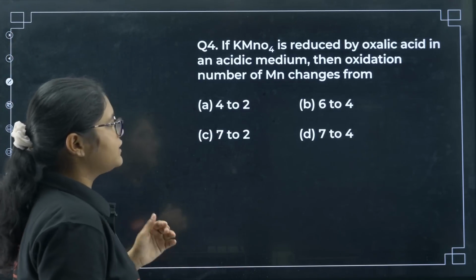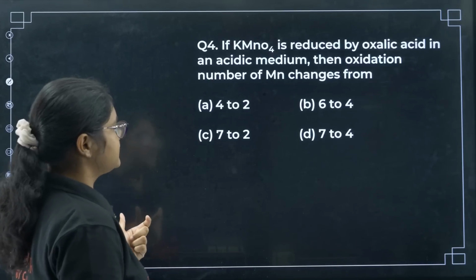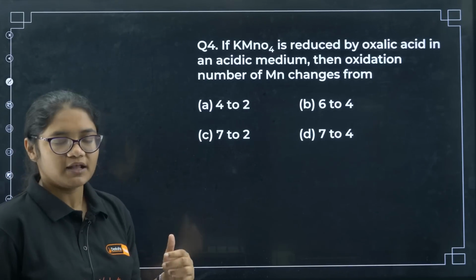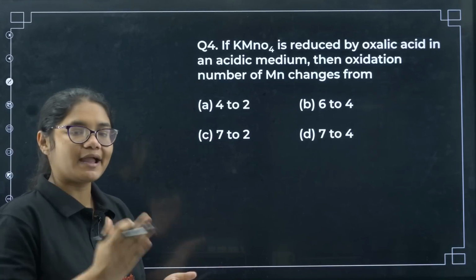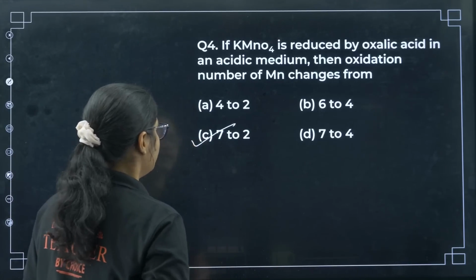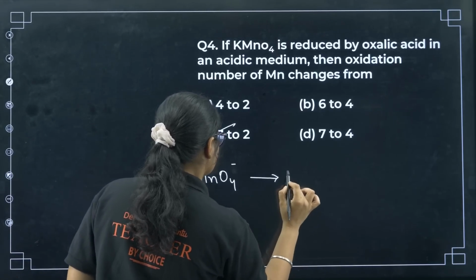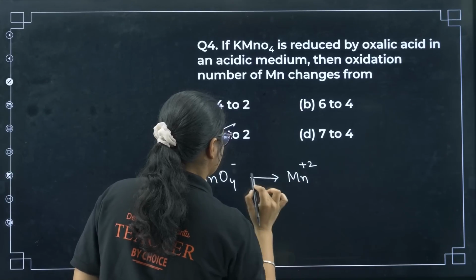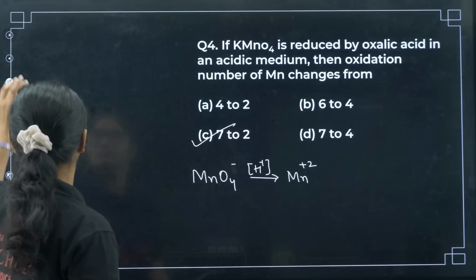Next, if KMnO4 is reduced by oxalic acid in an acidic medium, then the oxidation number of Mn changes from. So if it is reduced by any element in acidic medium, manganese oxidation state changes from plus 7 to plus 2. Okay, so MnO4 minus gets converted to Mn2 plus in acidic medium. I hope this is clear and all of you will remember this one.